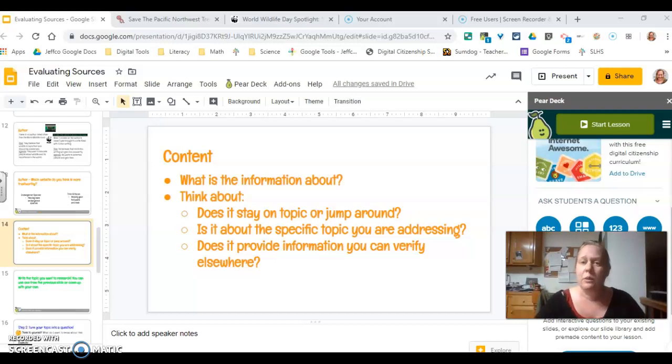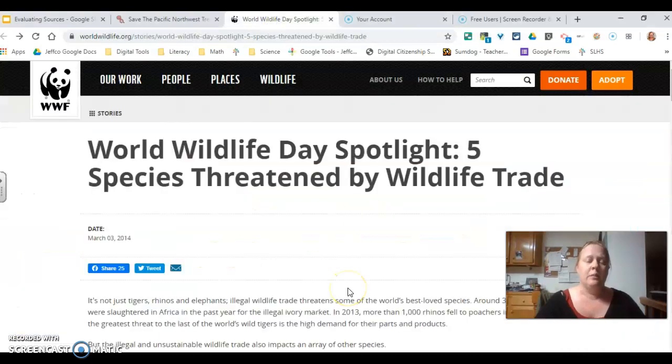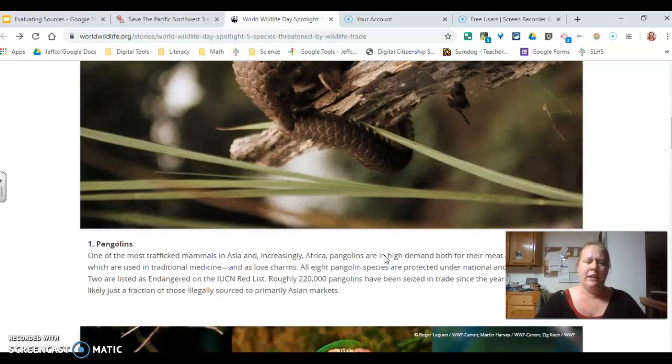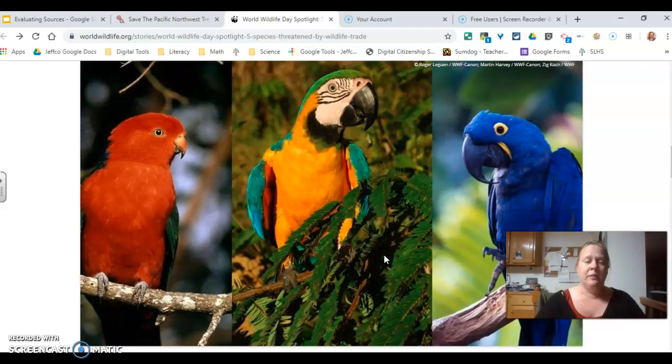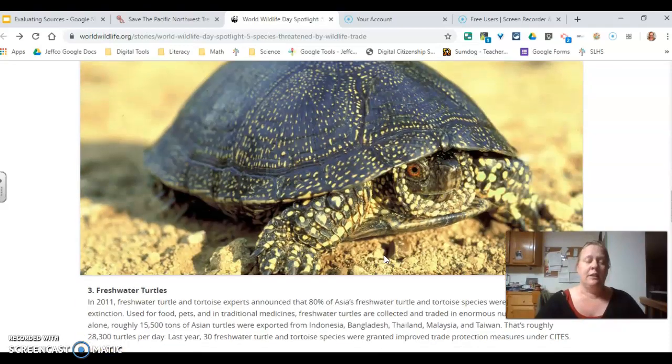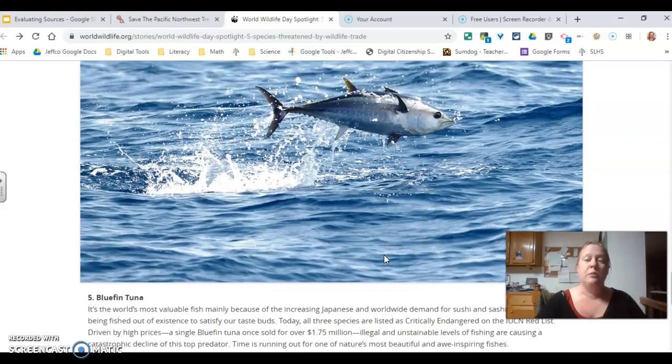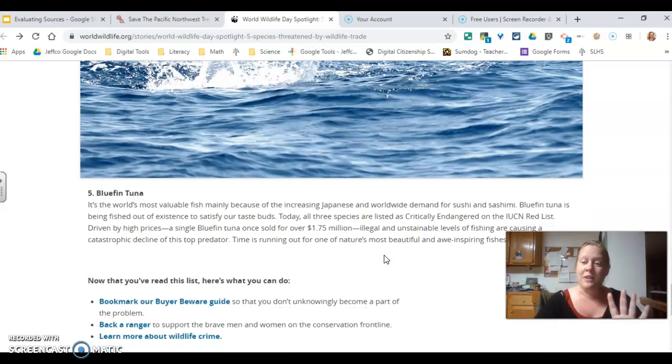So let's take a look one more time at our two different websites. If we go back to the World Wildlife Federation site, what we see here is basically 5 different kinds of endangered wildlife that they're talking about. There is the pangolin, the parrot, the freshwater turtle, the arowana, and the bluefin tuna. So we've got 5 different types of endangered species.